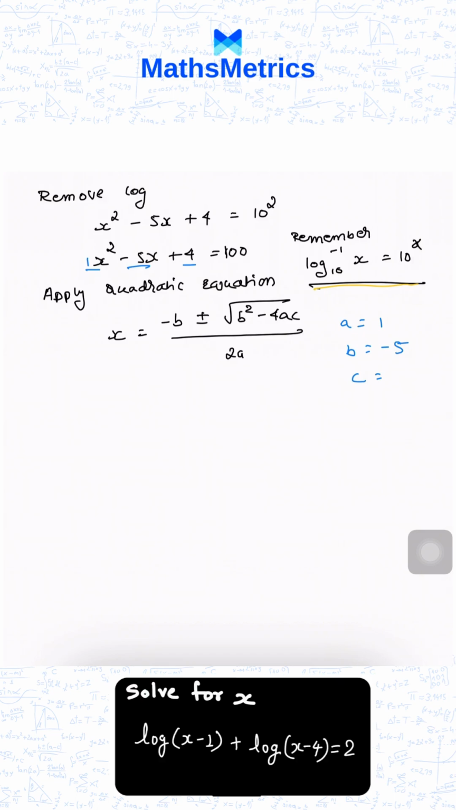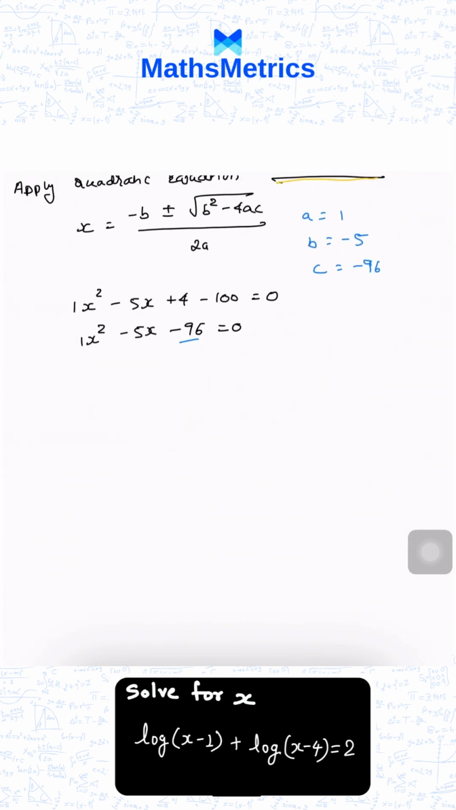Now let's solve that before we start. So here our equation is 1x square minus 5x plus 4 minus 100 equal to 0. So 1x square minus 5x minus 96 equal to 0. So in our case, c becomes minus 96. So let's apply the quadratic equation and solve for x.